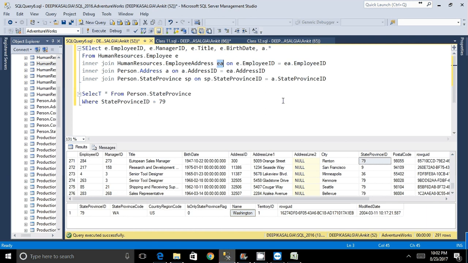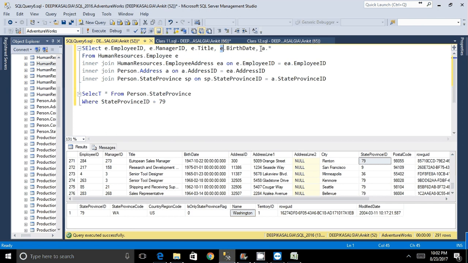Yes, alias represents the table. So that's what you do in here. Alias represents the table. That's how you keep linking each of these tables.